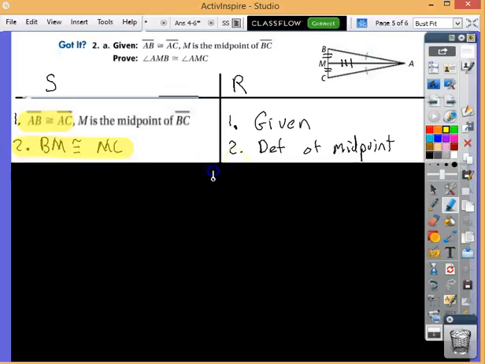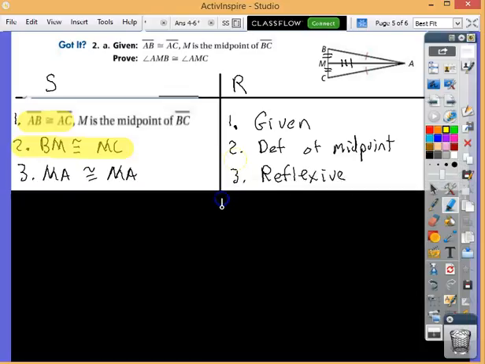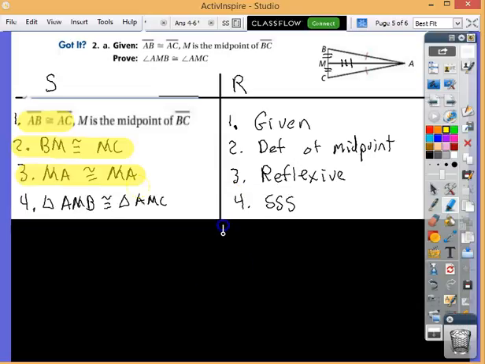Then finally, the third thing that kind of jumps out at me is the fact that center line right there is shared by both triangles. I can say a line is congruent to itself by the reflexive property, and I now have three pieces of information. I have three sides of one triangle congruent to three sides of another triangle. So I can now say that the two triangles are congruent by side, side, side. Did everybody follow me on that?